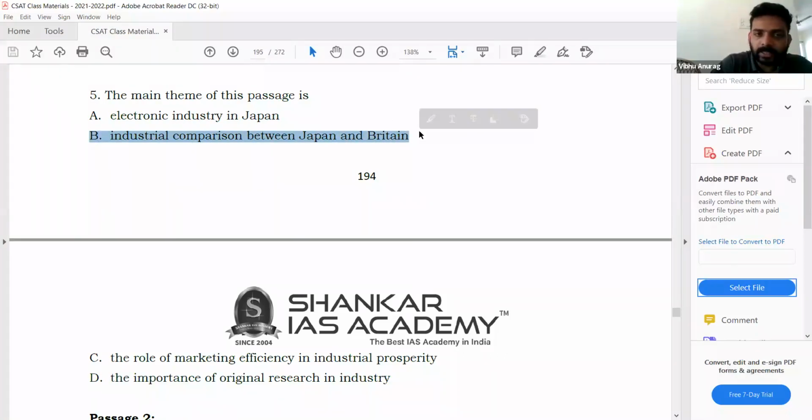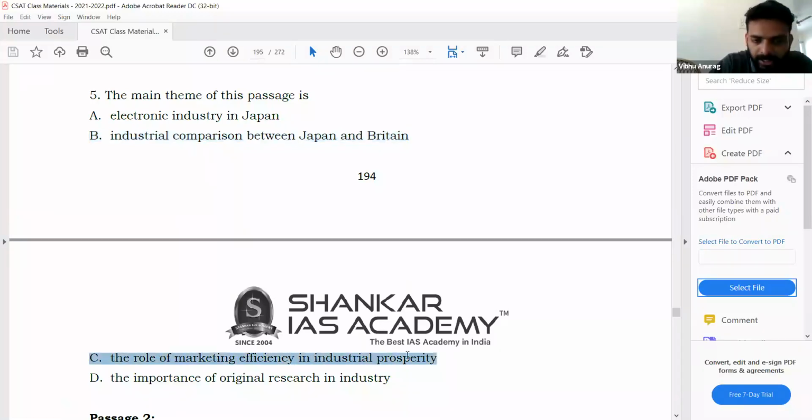A passage that compares the industries of Japan and Britain will talk about the various industries of Japan and Britain. It will not take the electronic sector and highlight why Japan is good at it and why Britishers are not good at it. So not B. C, the role of marketing efficiency in industrial prosperity. Yes, the instance of the Japanese being good in the electronics industry is taken as an example of that. So C is correct. D, the importance of original research in industry. If I read this passage, I will be led to believe the opposite. I will believe that original research is not important in industry. So it cannot be D. The correct answer is C.